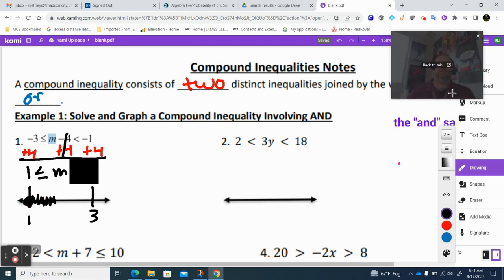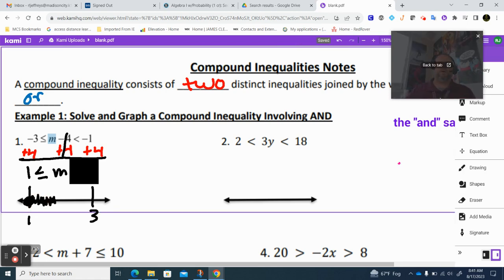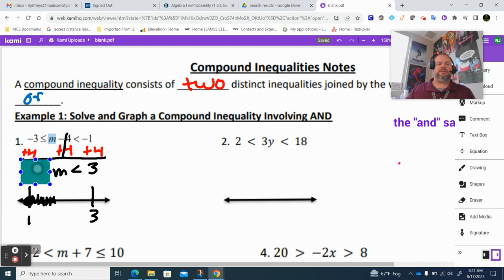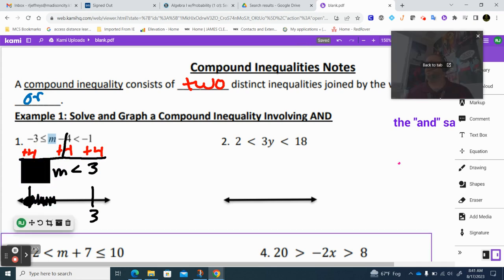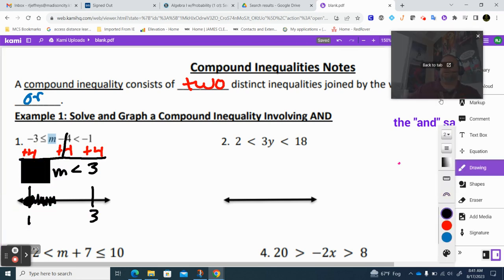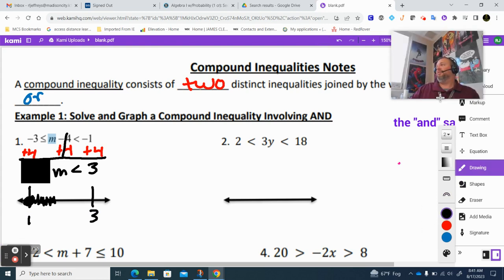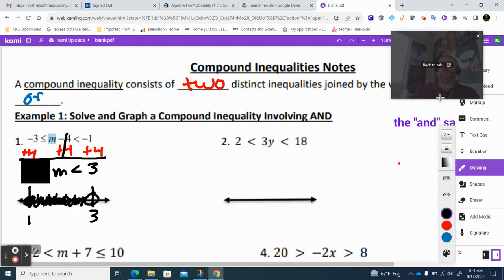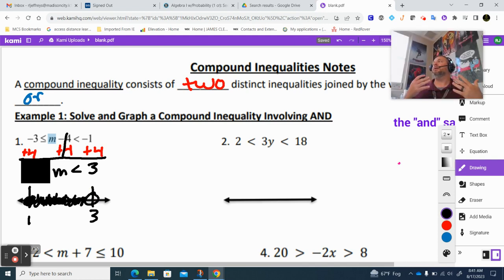Now, what if we covered this part up? Now we have m is less than 3. What type of circle does it have? Open. And the shading just kind of meets in the middle, like a sandwich.